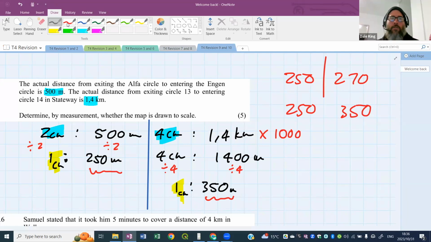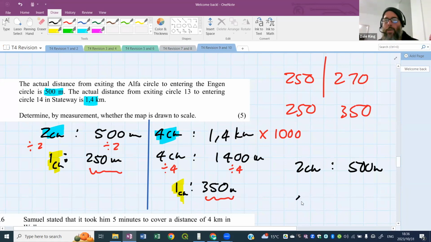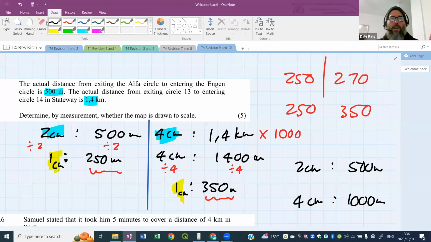For example, if the scale was the same, and we had 2 centimeters represents 500 meters for the one distance, then when we measure 4 centimeters for another distance, that should give us 1,000 meters. All right, because we're just doubling it, but it didn't. It gave us 1,400. So something's not right. Okay, I hope you guys can see that. Are there any questions?